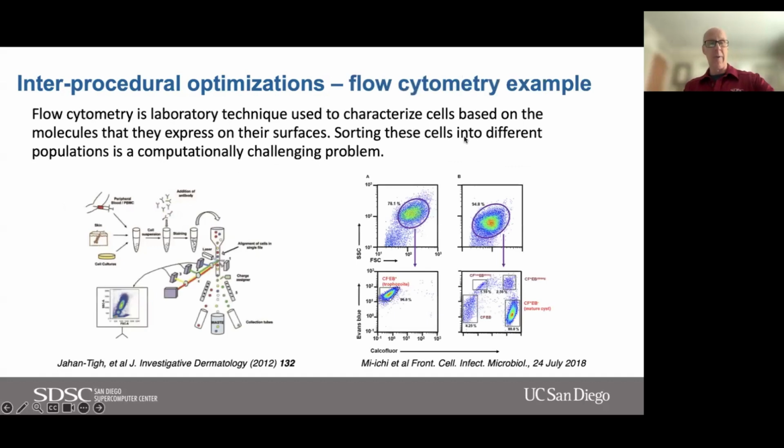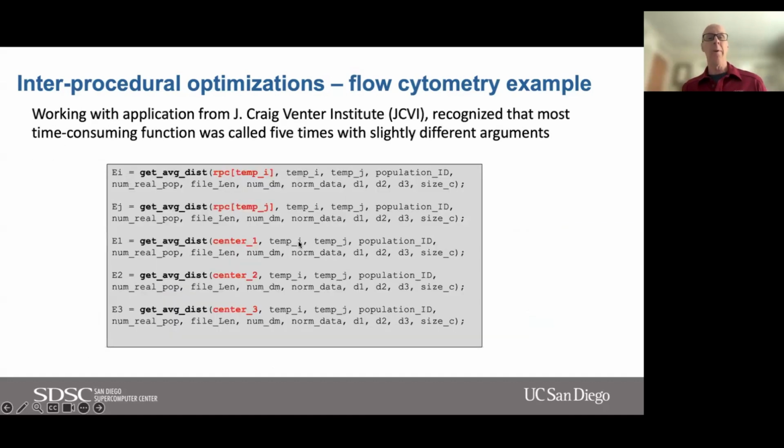So I'm going to just go through this very quickly. This is going back to that flow cytometry example I talked about earlier. What we were able to do was look at multiple calls to a function, and realize that there were calculations that were being done each time this function was called.